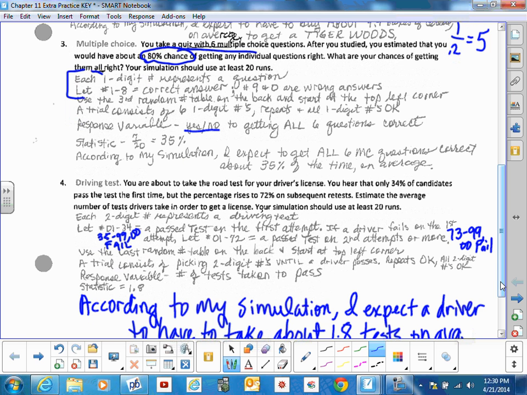What did you use? I used 0 and 7 for the answer correctly question. Okay. And what did your percent come out to be? Mine was like 8 out of 20, so it's like 40%. So it's close. All right, so that's good. So it still comes out close. Mine was 35%, and when she used 0 to 7 as her correct answers, hers was 40%, so still pretty close. All right, so according to my simulation, I expect to get all 6 multiple choice questions correct about 35% of the time, on average.